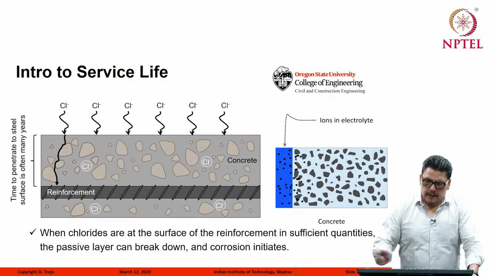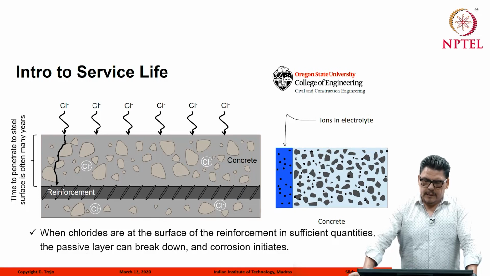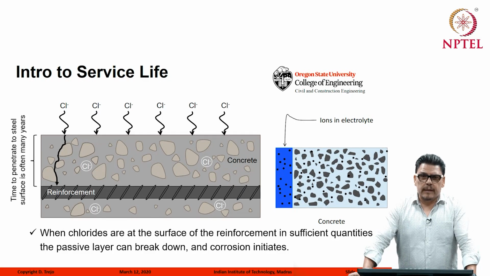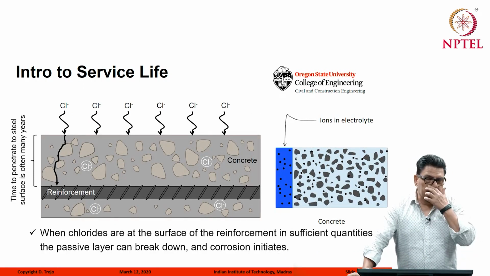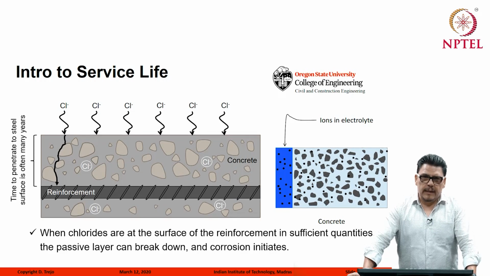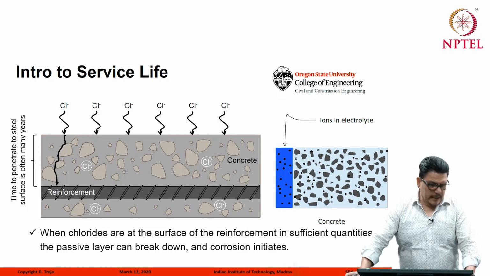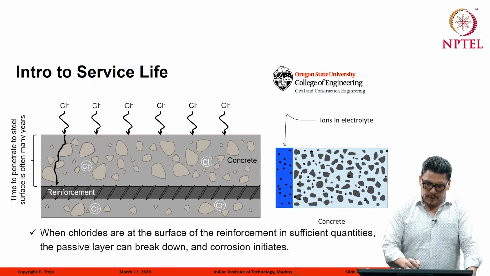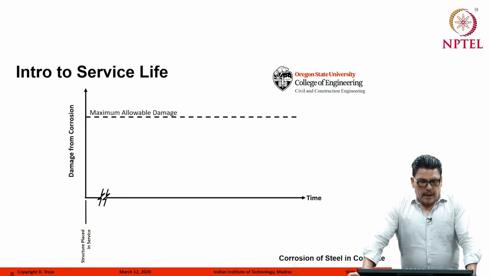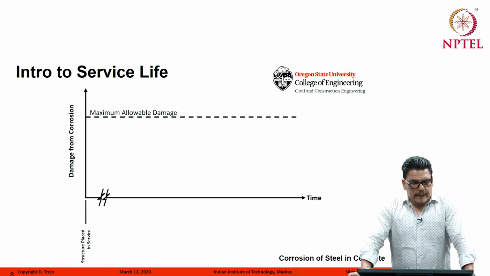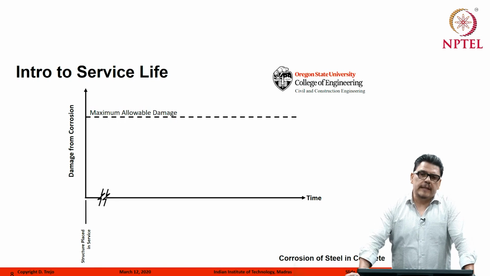I did a little cartoon here. We have chlorides on the surface of the concrete. These ions in the electrolyte on the surface of the concrete are typically transported into the concrete. I had a simulation there, but it doesn't seem to be working. It's not important. So then what happens? How do we look at the service life? Well, the service life is really a function of the damage that the structure experiences.